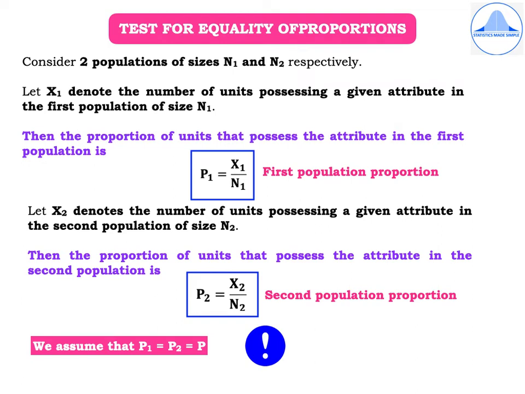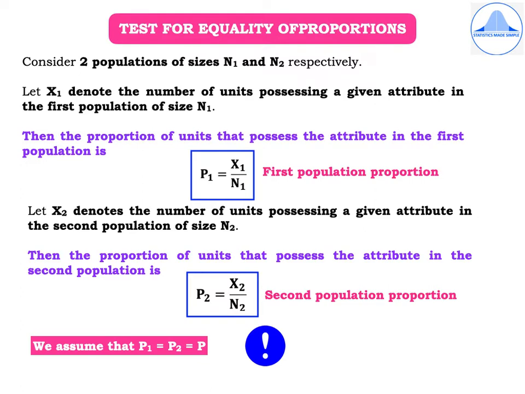Let us consider two populations of sizes n1 and n2 respectively. Let X1 denote the number of units possessing a given attribute in the first population of size N1. Then we know that the proportion of units that possess the attribute in the first population, capital P1, is equal to capital X1 by capital N1, and this is called the first population proportion.